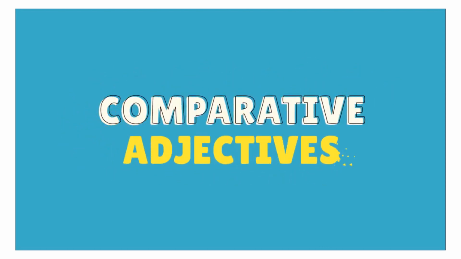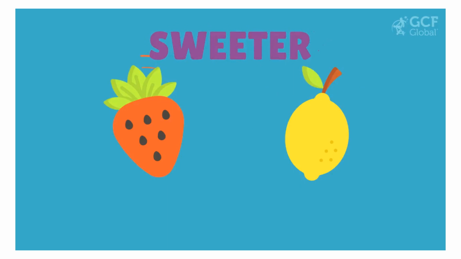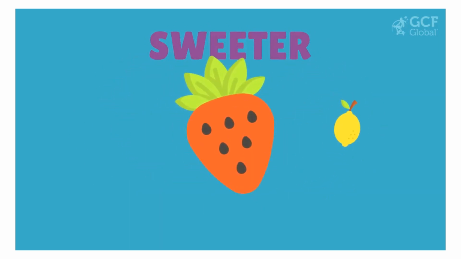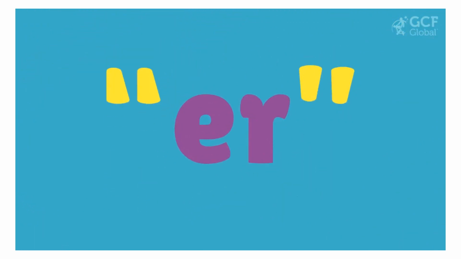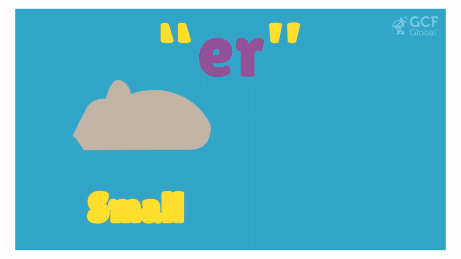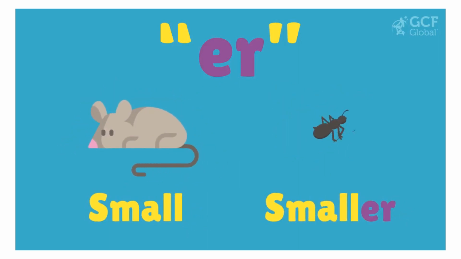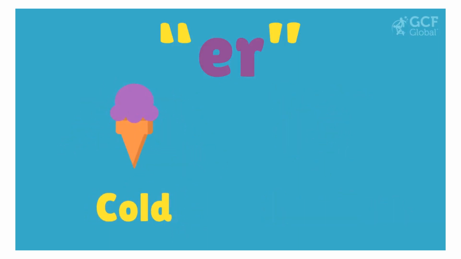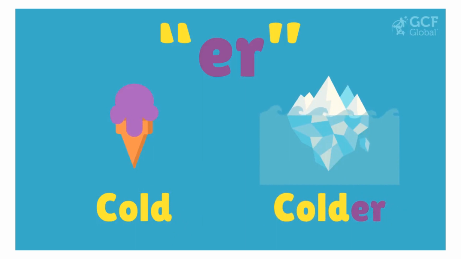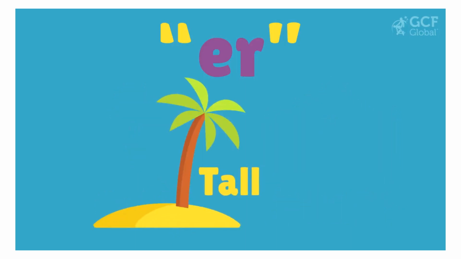Comparative adjectives. We use comparative adjectives when we want to compare two things. For example, which fruit is sweeter, a strawberry or a lemon? I think a strawberry is sweeter than a lemon. To construct them, we add ER at the end of the adjective, like this: small, smaller; cold, colder; tall, taller.